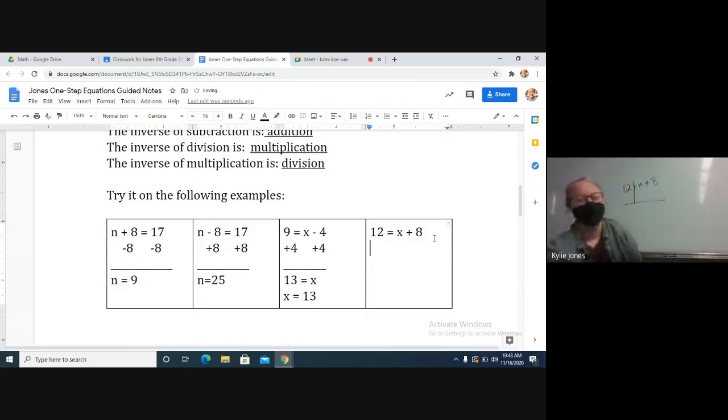Now we have a plus 8 over here. What's the opposite of adding 8? Subtracting 8. If I subtract 8 on this side, what do I have to do on this side? Make it a balance. Also subtract 8. You do it to both sides every single time. So let's type that out. We have minus 8, minus 8. We're subtracting 8 on both sides of our equation here.